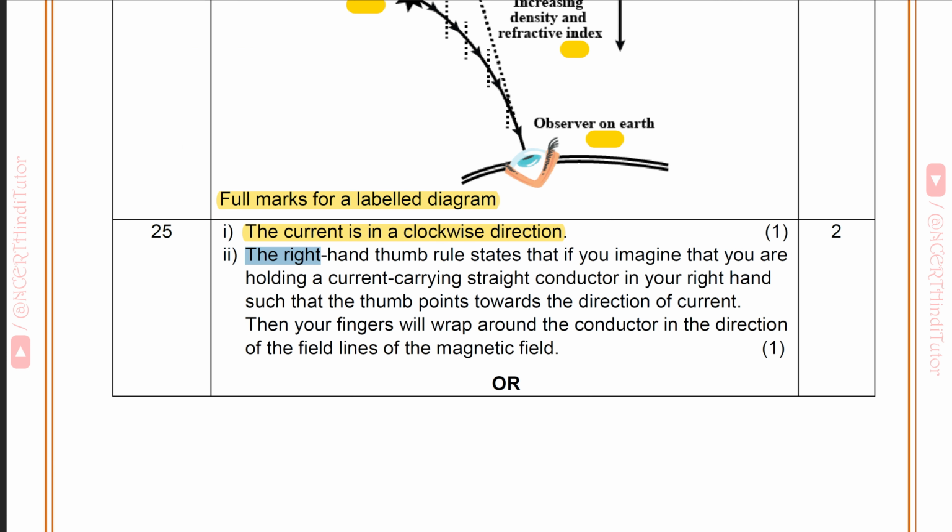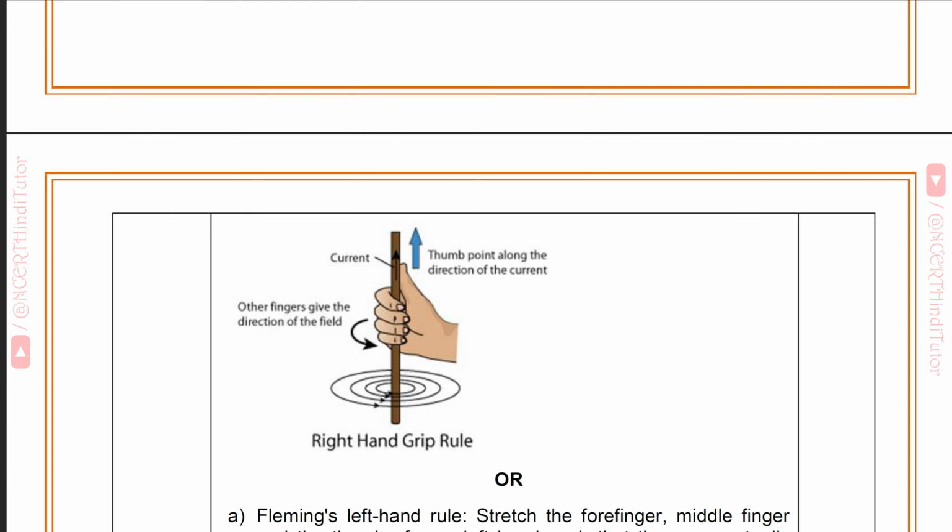Answer: the right hand thumb rule states that if you imagine that you are holding a current carrying straight conductor in your right hand such that the thumb points towards the direction of current, then your fingers will wrap around the conductor in the direction of the field lines of the magnetic field. Or you can draw this diagram. Thumb points along the direction of the current, other fingers give the direction of the field, right hand grip rule.